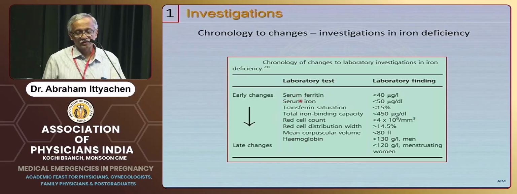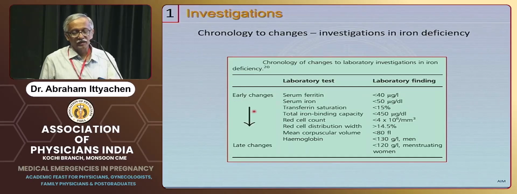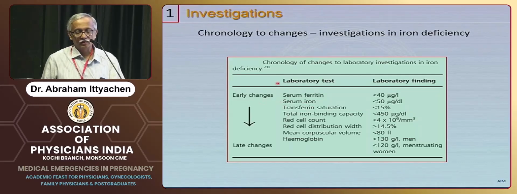So one of the first changes that occurs in blood is a decrease in serum ferritin, followed by the others. Probably some of them are done only in research labs, but at least for the trainees here, those people who are preparing for the MD exam, I think this is a very good slide, the chronology of events in a case of iron deficiency anemia.